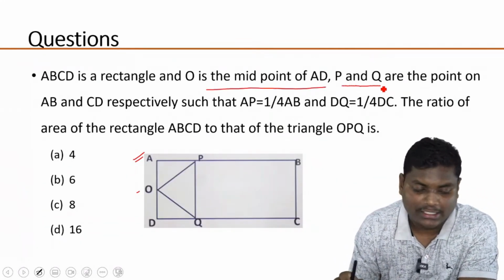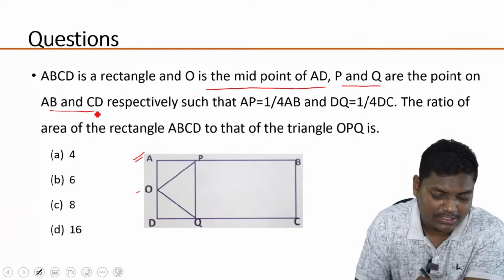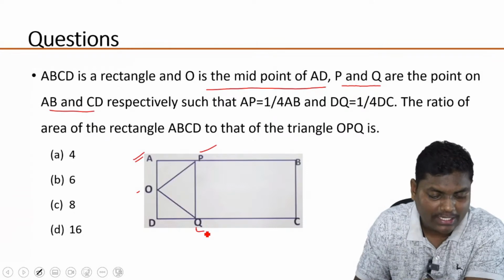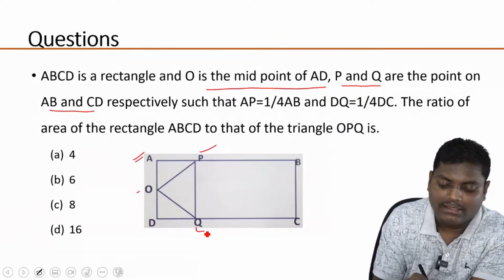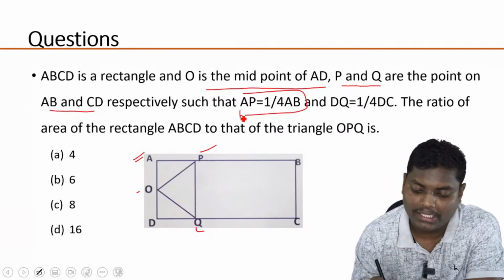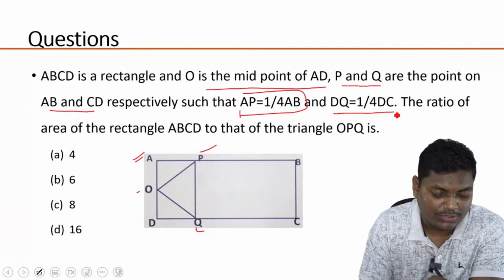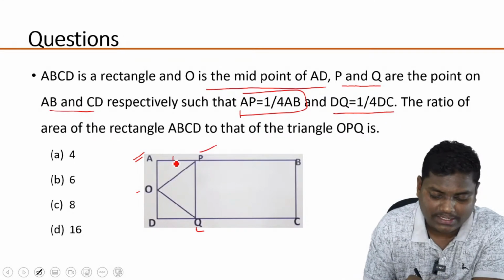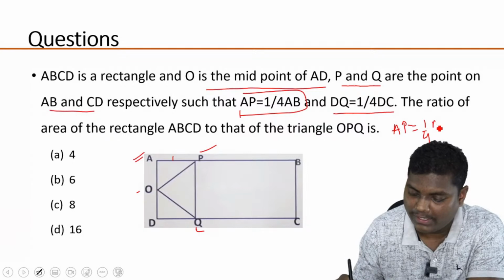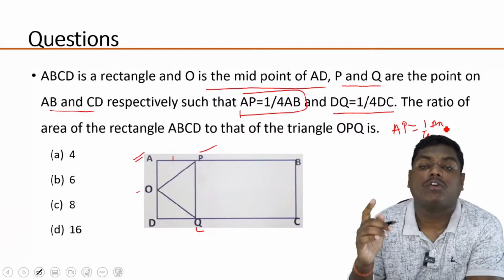P and Q are the points on AB and CD respectively, such that they have given this dimension where AP is equal to 1/4 of AB and DQ is basically 1/4 of DC.